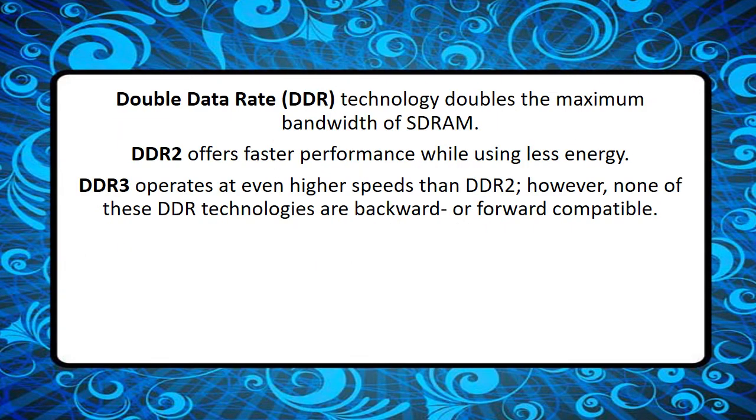Now let's talk about double data rate or DDR. Double data rate or DDR is a technology which doubles the maximum bandwidth of SDRAM. DDR2 offers faster performance while using less energy, and DDR3 operates at even higher speeds than DDR2. However, none of these DDR technologies are backward or forward compatible.